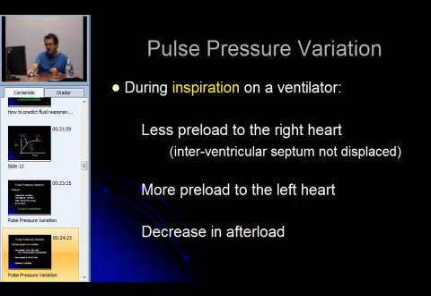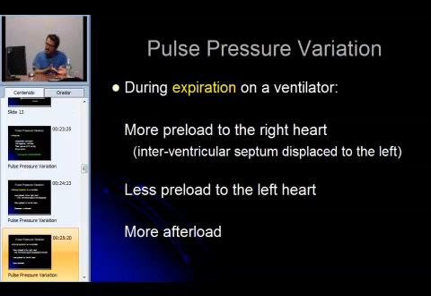When you expire on the ventilator, because the chest pressure will decrease, more blood will come back to the right side of the heart, and then less blood will come to the left side of the heart because you're not squeezing the lungs anymore. So if the left heart gets less blood, the stroke volume is going to decrease.